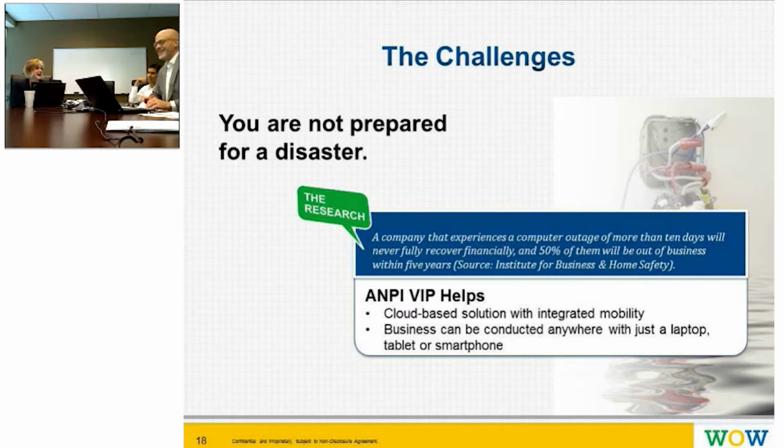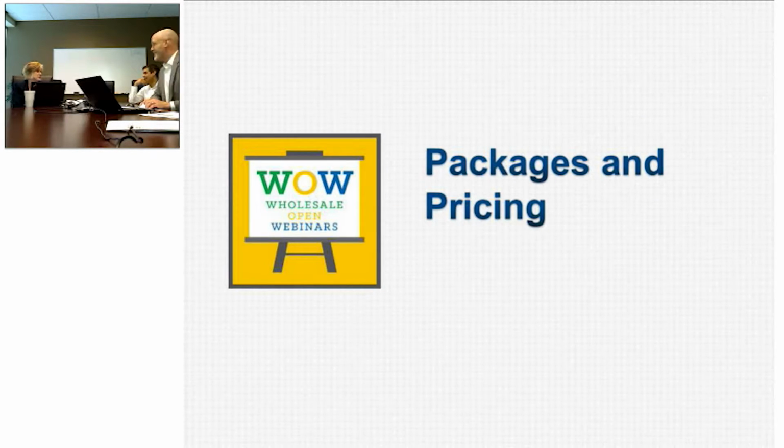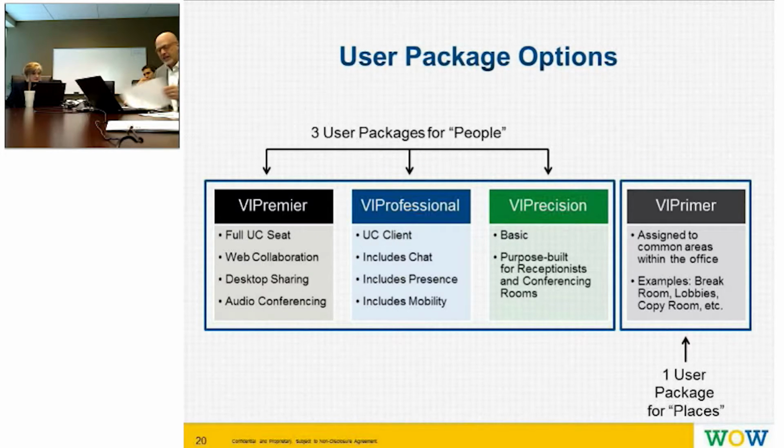All right. So let's move this along a little bit and kind of break this down in terms of how it is packaged, as well as what the pricing looks like too. We break this down in terms of 3 user packages, and we kind of think about them for people. We have your Premier seat, which is your full UC seat. It has your web collaboration, which we're using right now. It has your desktop sharing, which we're also using right now. And it has, again, your audio conferencing. So to see this Premier type seat in action, you're seeing it in action.